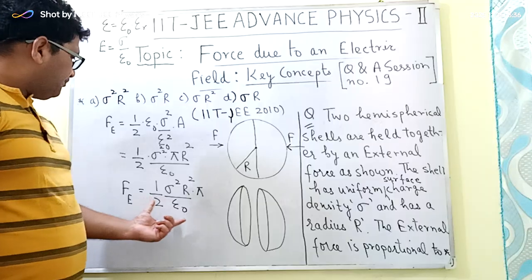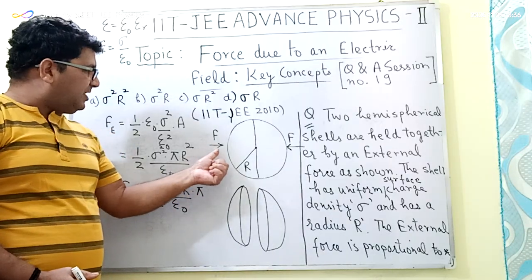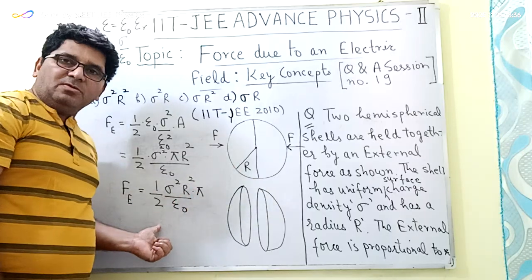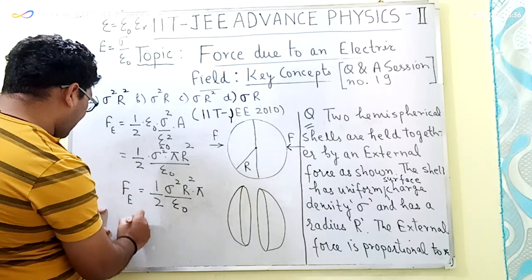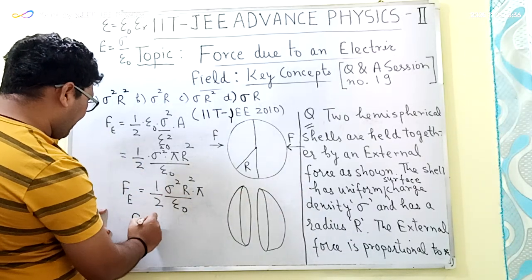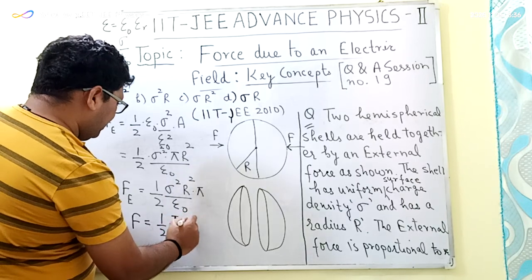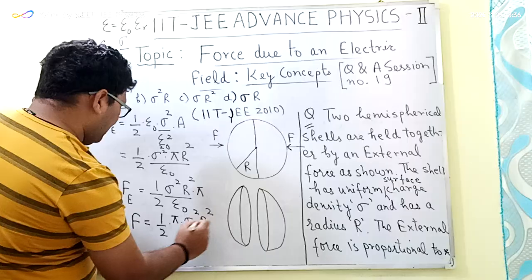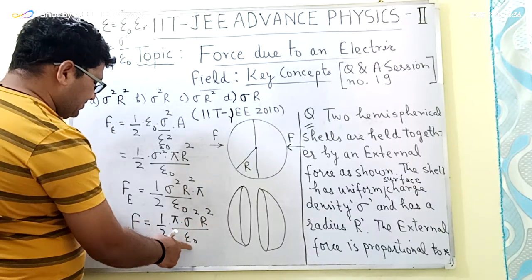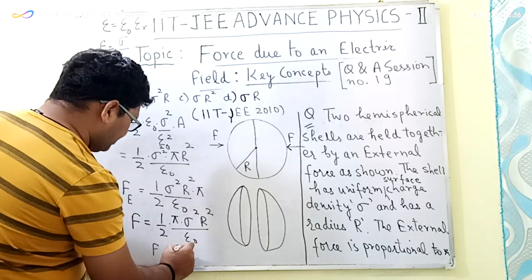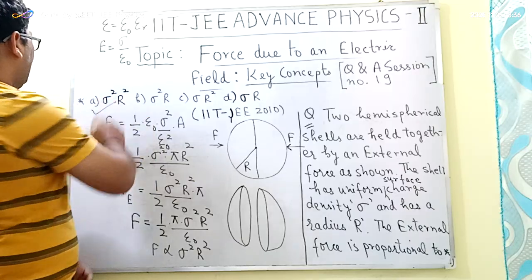So in order to keep these two hemispherical shells together, I will be exerting a force F, which should be equal to this value. So the external force F will be equal to 1 by 2 into pi into sigma square r square upon epsilon naught, or we can say that F will be proportional to, here pi is constant, epsilon naught is constant, and 2 is constant, sigma square r square. So the correct option here will be A.